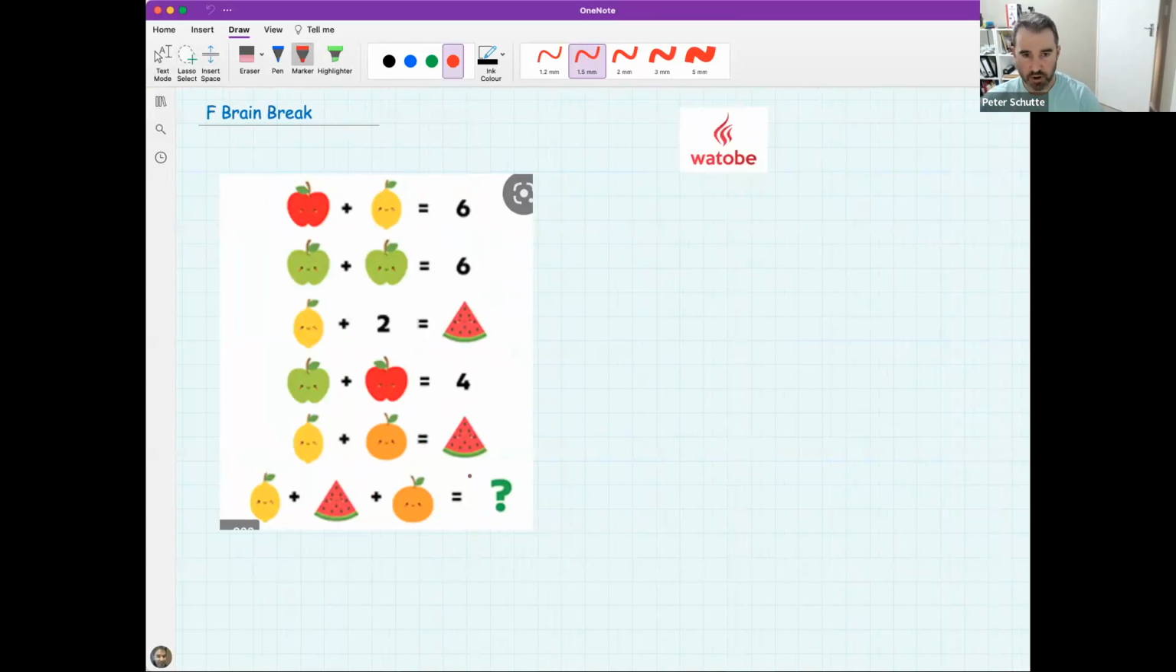So here is today's brain break. Can you work out what a lemon plus a watermelon plus a peach is? And then I thought I saw a question there. Remember that we're trying to figure out what this thing at the bottom is. This is our brain puzzle for today.